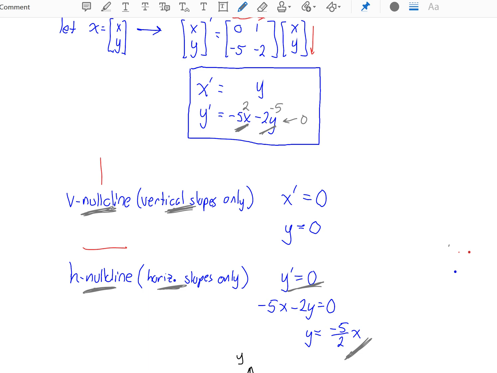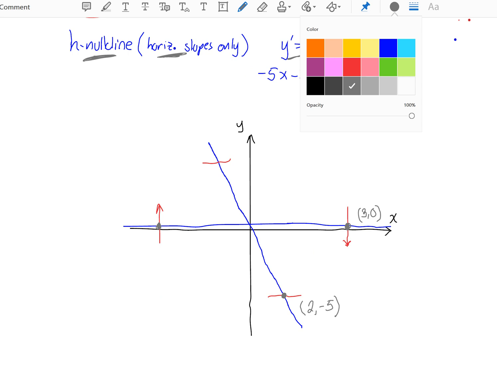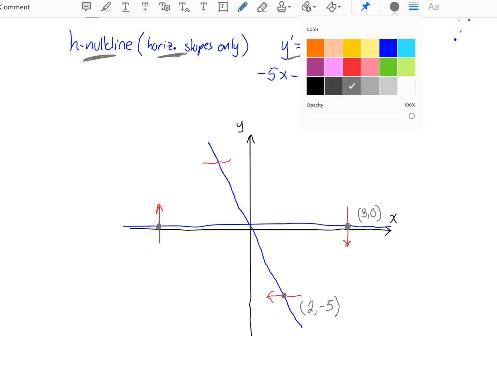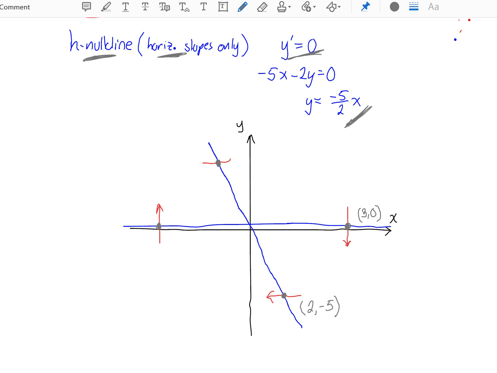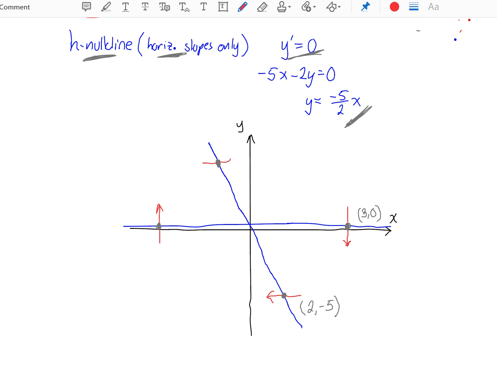When you plug in 2, negative 5 into x prime, you get that x prime ends up being negative 5. And all that I really care about is that it's negative, because it tells me at that point 2, negative 5, your horizontal movement is negative, so solutions have to be moving to the left. Now we could have picked another test point to see what's going on here, but I'd like you to know that your trajectories always change direction when you cross your other nullcline, which means here it has to be going to the right.